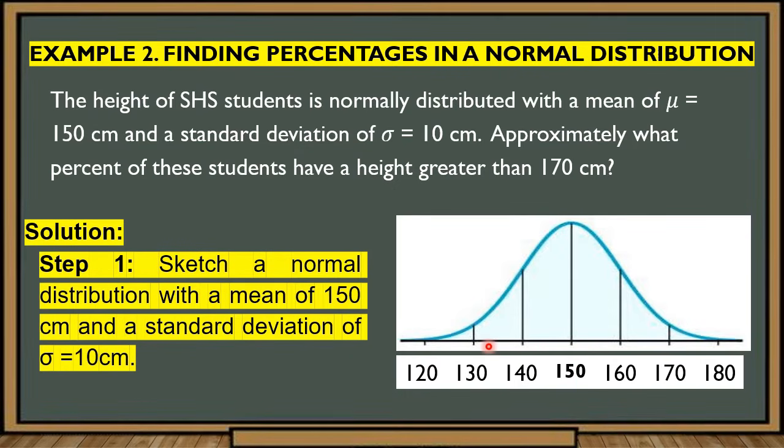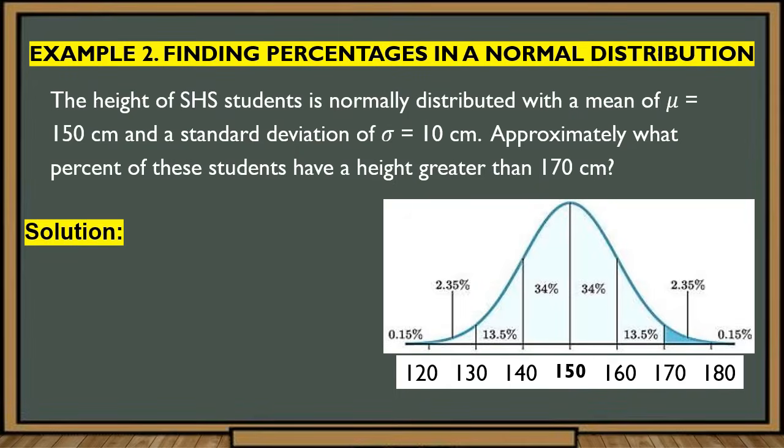So we have 6 standard deviations. From the mean, we have 3 standard deviations, and to the left, 3 standard deviations. So after sketching the normal distribution with the mean and standard deviation, the next step is we're going to find where we can find the 170 centimeters. So it is located here. So this is our 170 centimeters since we are interested in the height greater than 170. So this is our starting point.